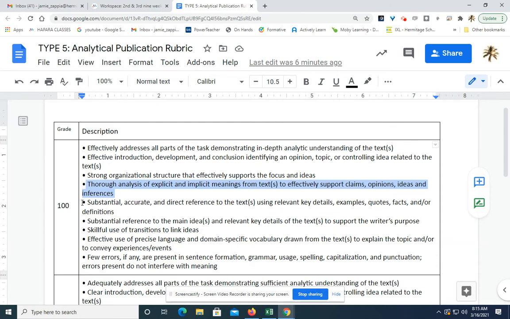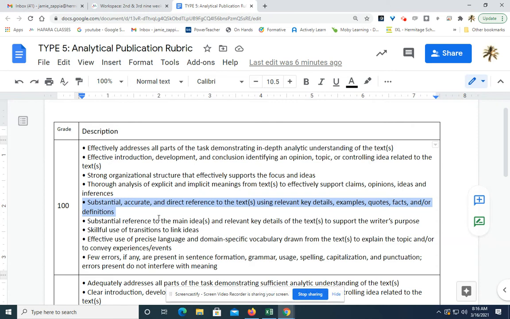The following bullet says to make substantial, accurate, and direct references to the text using relevant key details, examples, quotes, facts, and definitions. This is our text evidence. This is the cited evidence that we have within each and every body paragraph. If you have a body paragraph, it needs to have your cited evidence. But that also means the accurate, substantial references doesn't necessarily mean that we should have a quote that's a billion words long. Too much quoting is going to make for weak analysis.